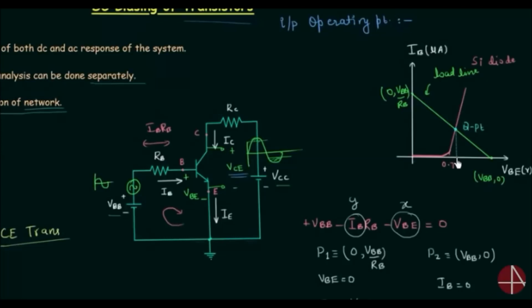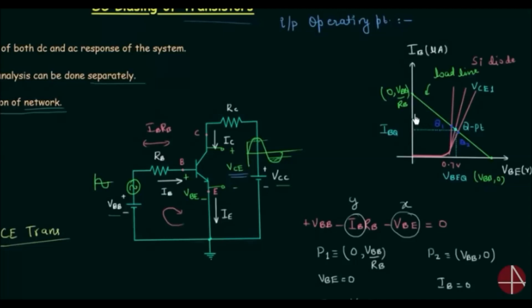We can easily find out the coordinates of the input operating point. The x coordinate is VBEQ, and the y coordinate is IBQ. So these are the coordinates of the input operating point for a particular output voltage VCE1. If we increase the output voltage, the curve will shift to the right, and if we decrease the output voltage, the curve will shift to the left. You can see we have new operating points. This is Q1 and this operating point is Q2.